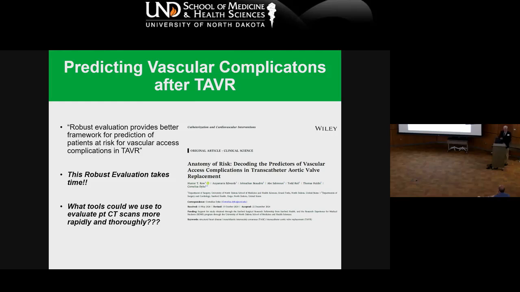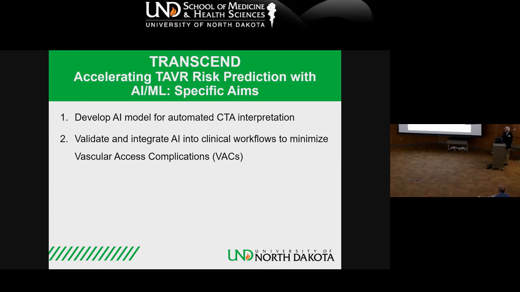So then we were thinking, well, gee, we've heard about this AI stuff that can make hard things easy. Let's maybe we can do that. And certainly AI is used in imaging, and we think it can be used here. So our goal and the purpose of the TRANSCEND pilot grant is to develop an AI model to automate this CTA interpretation. And we want to validate, once we create the model, prospectively in our patients that we're going to be doing valve replacements in the future.